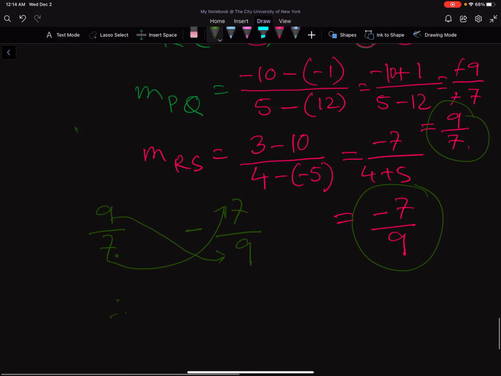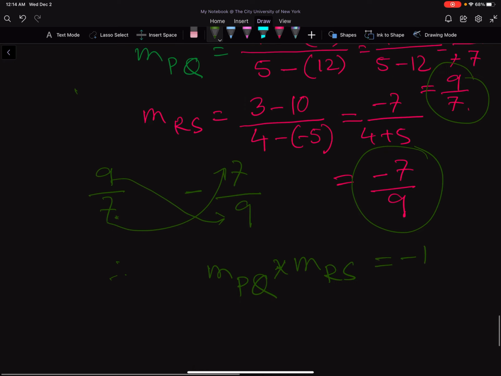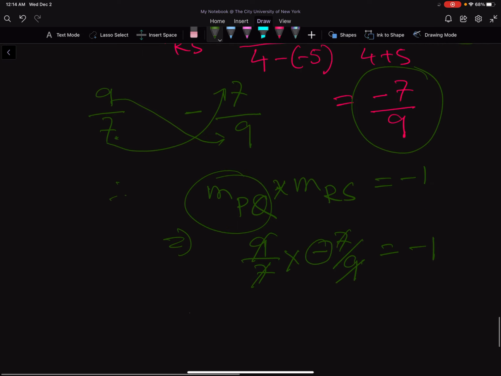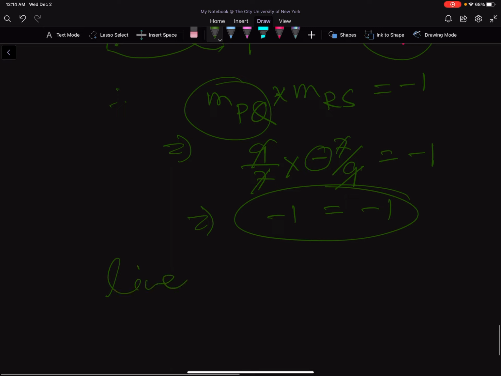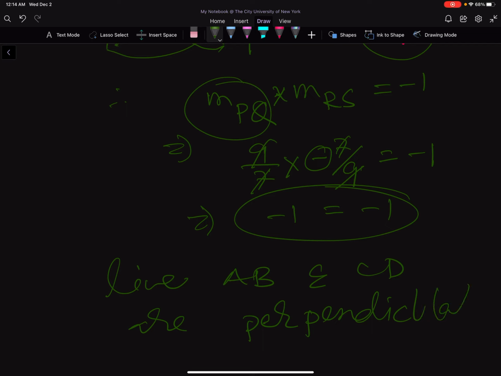So we can conclude that they are perpendicular. On the other hand, the simplest way is to think that the product of these should be negative 1. So on the left-hand side, this value is 9 over 7, multiplied with negative 7 over 9. You see this cancels out, this cancels out, and it remains only negative 1. So on the left-hand side you get negative 1, right-hand side you get negative 1. So you can say that lines PQ and RS are perpendicular to each other. That's it.